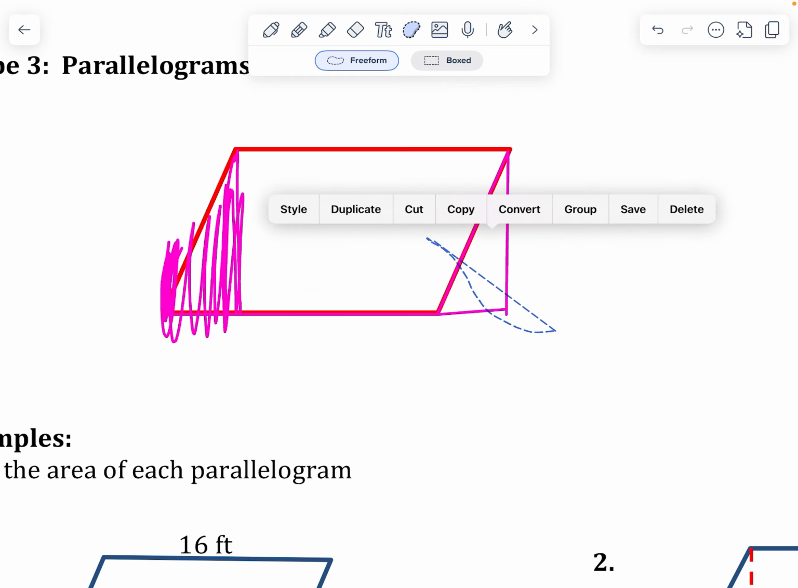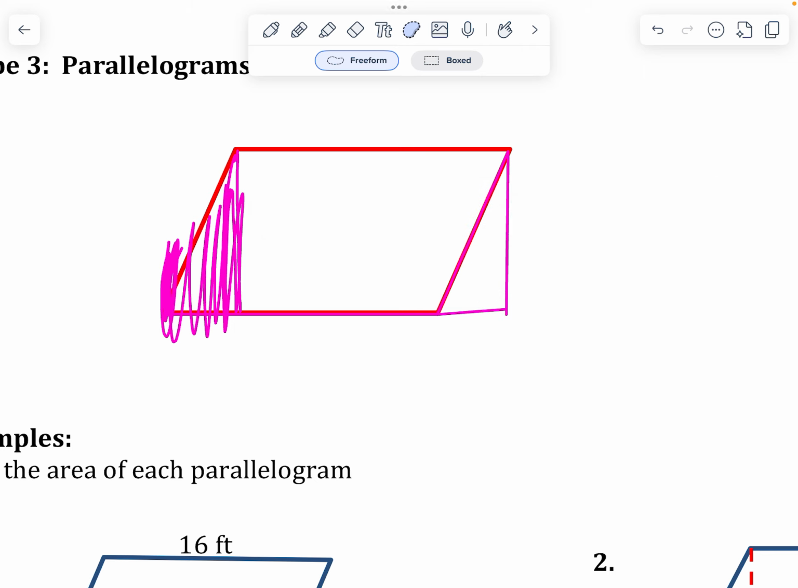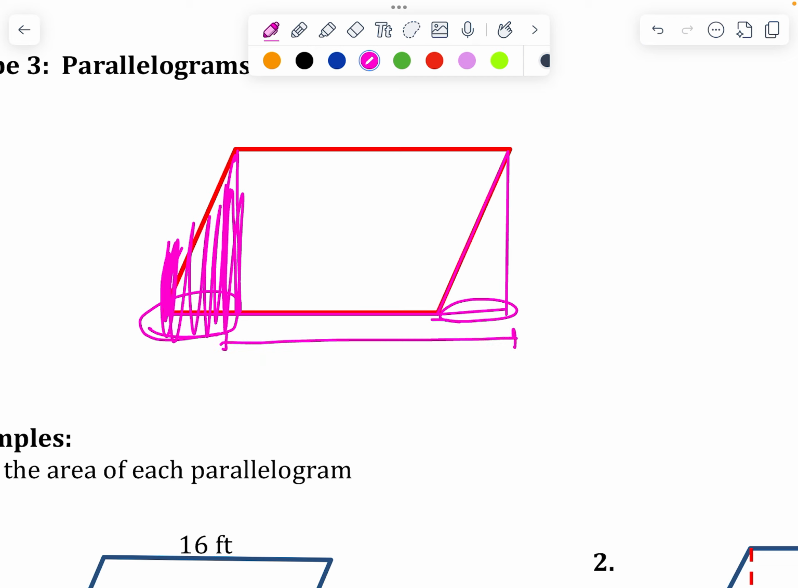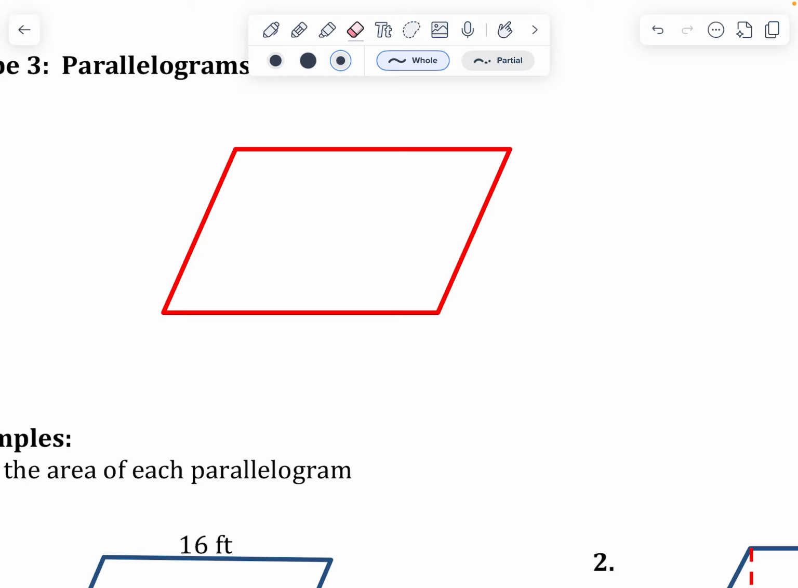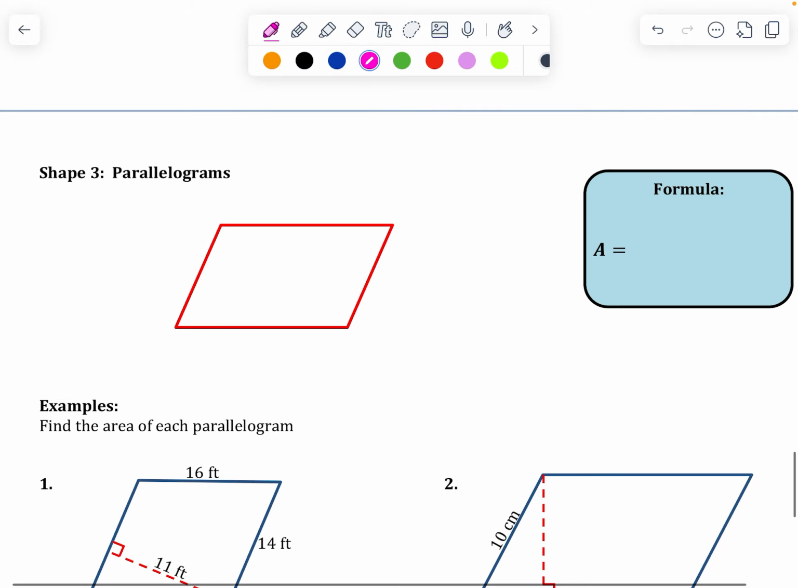What I have is a rectangle. This length that I just chopped off is over here, so it's still the base. And then this is your height right here. So now it's a rectangle, right? So the formula for the area of a parallelogram is the same as the formula for the area of a rectangle. It's area equals base times height.